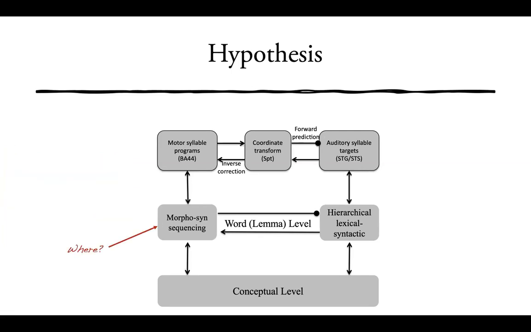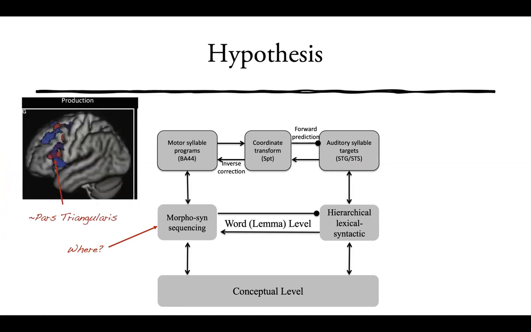So where is this morphosyntactic sequencing system? Our best guess is that it's in the pars triangularis. These lower level pars opercularis regions seem to be doing something more at the phonological level, and the pars triangularis is what gets implicated more directly in sentence production. In terms of the white matter connectivity, our best guess is that this connection is mediated by the outer arcuate fasciculus, whereas the inner arcuate fasciculus corresponds more to the phonological level connection.